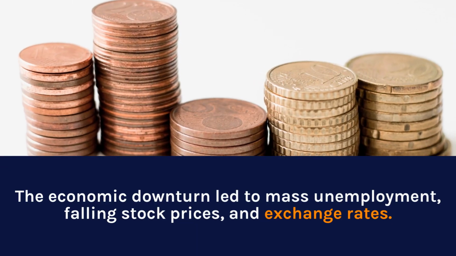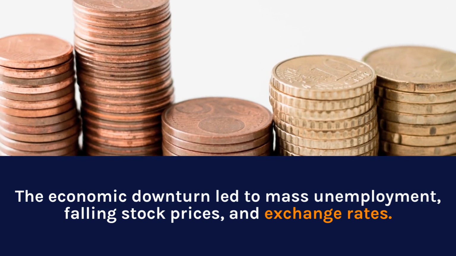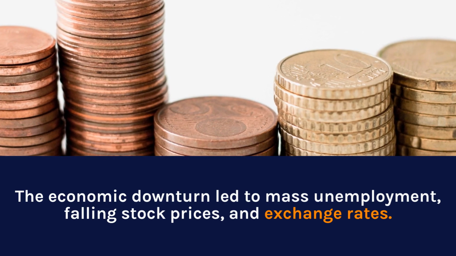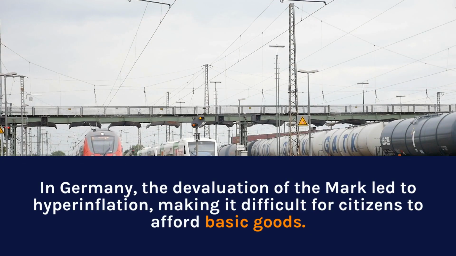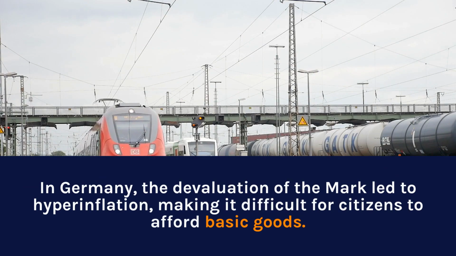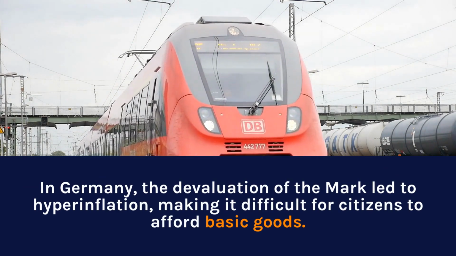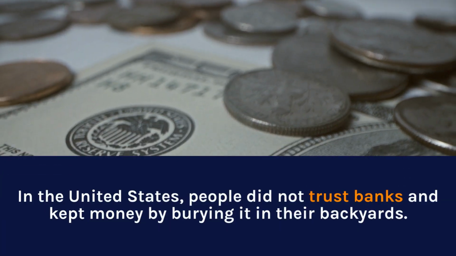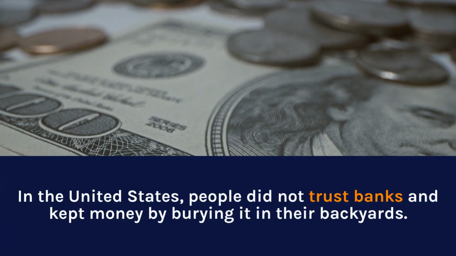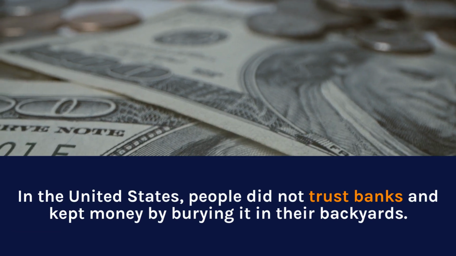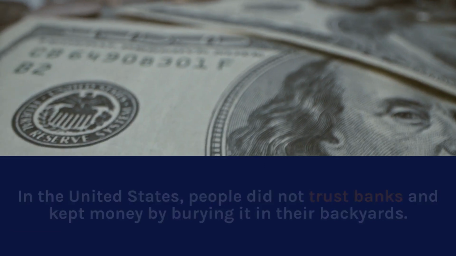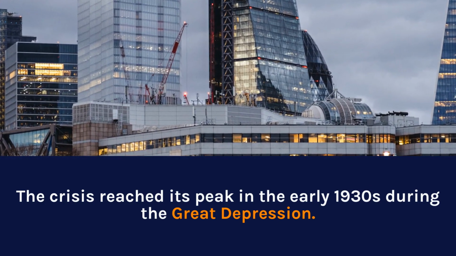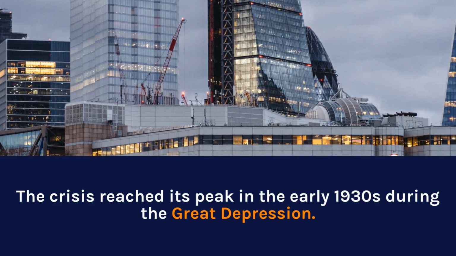The economic downturn led to mass unemployment, falling stock prices, and falling exchange rates. In Germany, the devaluation of the mark led to hyperinflation, making it difficult for citizens to afford basic goods. In the United States, people did not trust banks and kept money by burying it in their backyards. The crisis reached its peak in the early 1930s during the Great Depression.